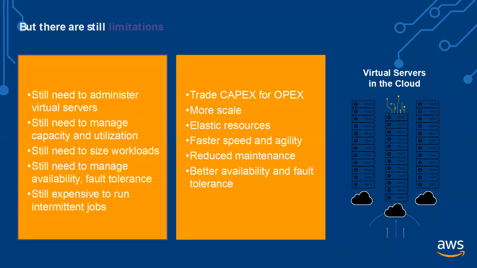The challenge is, when you look at the drawbacks or the things that remain, we still need to admin in that first step. We still need to manage capacity and utilization. We still need to do capacity planning exercises and DR exercises that are relatively cumbersome, and it's tough to scale up and run batch jobs where you've got to build for your peak utilization, right?